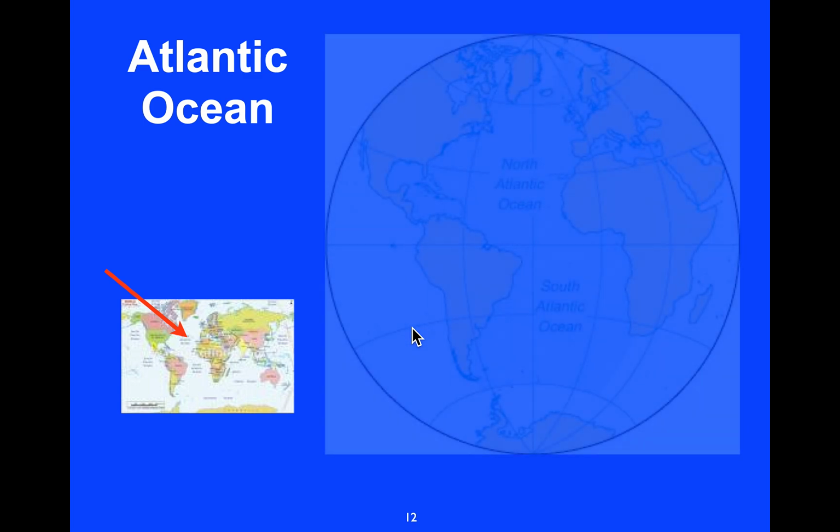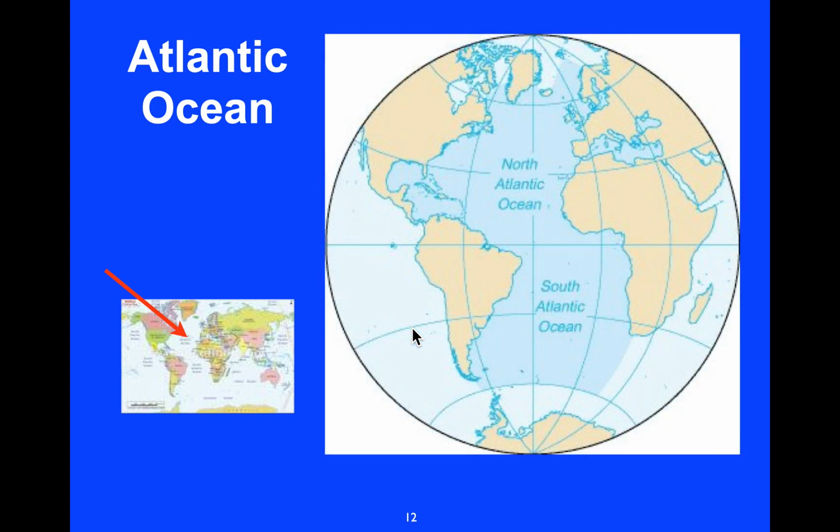Here's the Atlantic Ocean. Now on a flat map, it's right in the center, so there's only one, just like the Pacific Ocean. You can see it on this round map. The Atlantic Ocean, this part is north of the equator, this part is south, but it's one Atlantic Ocean. Here's the United States, so the Atlantic Ocean is on the east coast, but it's the west coast of Europe, and it's the west coast of Africa. This is the Atlantic Ocean.